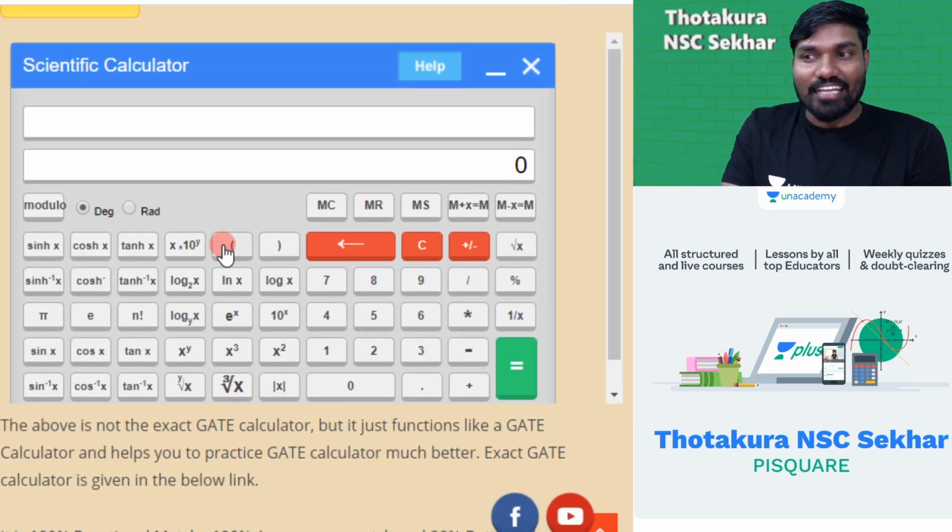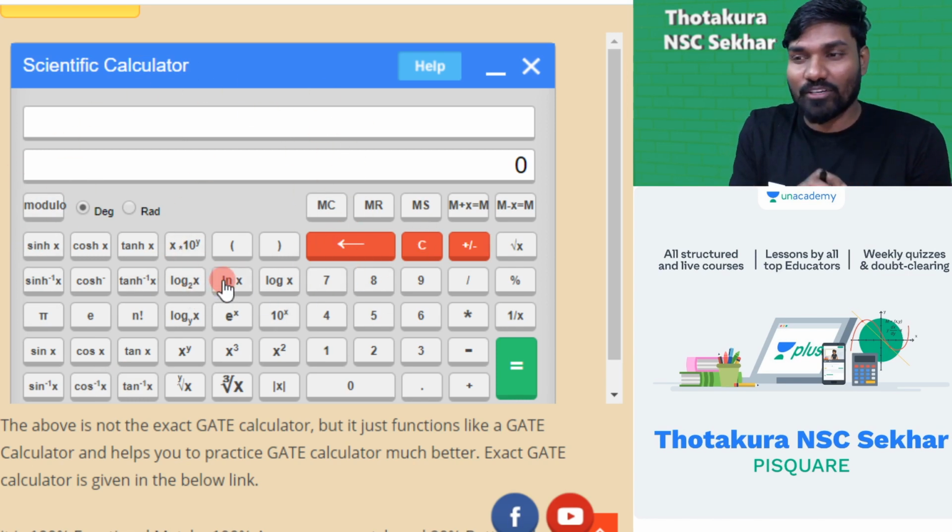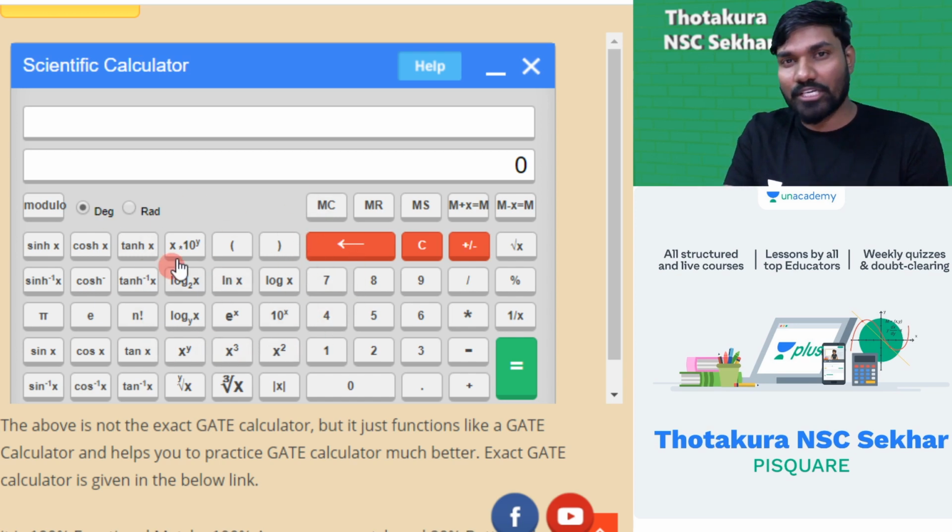This is not the actual Gate calculator. Careful, guys, this is not the actual Gate calculator, but it is almost the same as the Gate calculator. I'll tell you what the differences are. Once you have good practice with this, you can do any operation on the Gate virtual calculator.